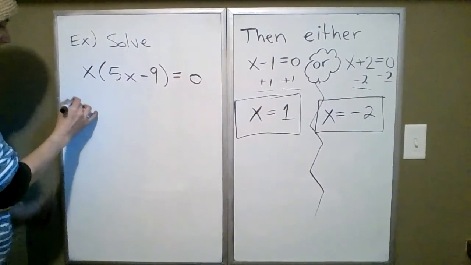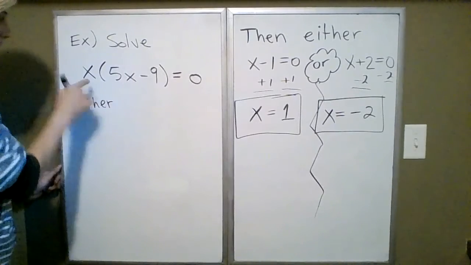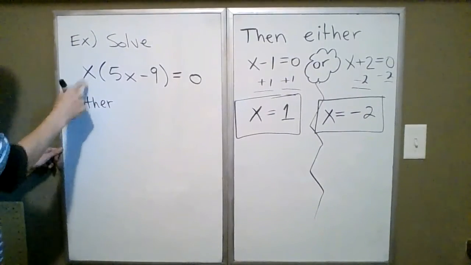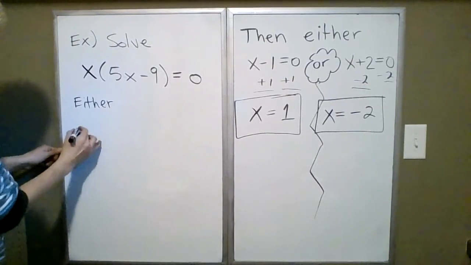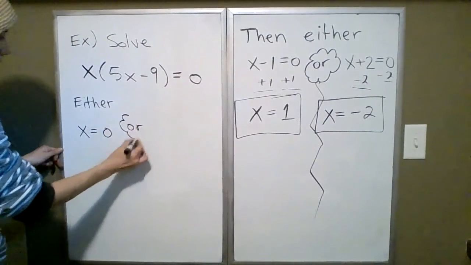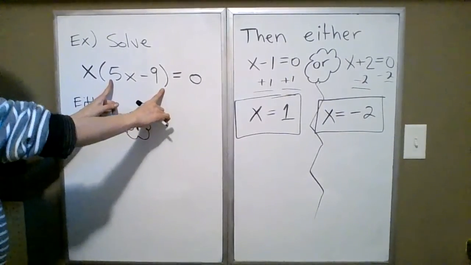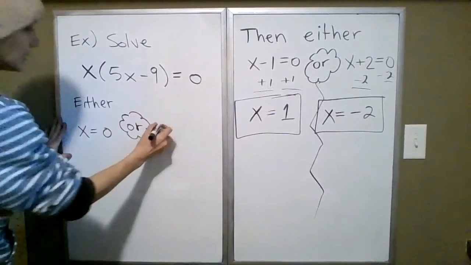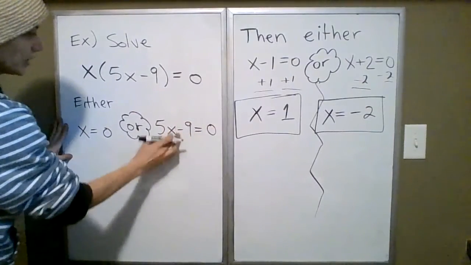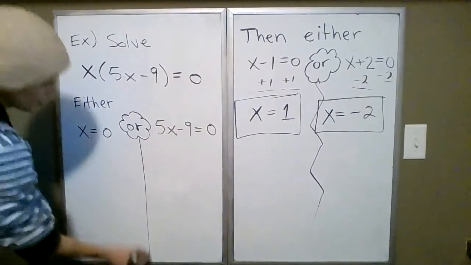Then either that first value of x would equal 0, or that other number, whatever 5x minus 9 is, is equal to 0. And I'm just going to solve them separately.